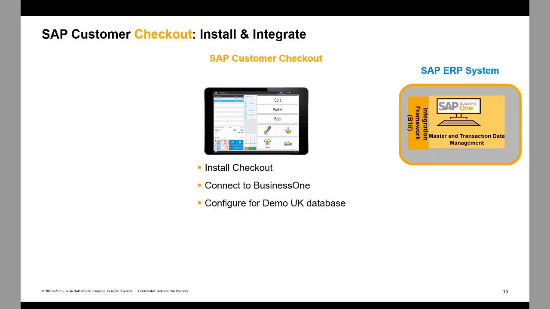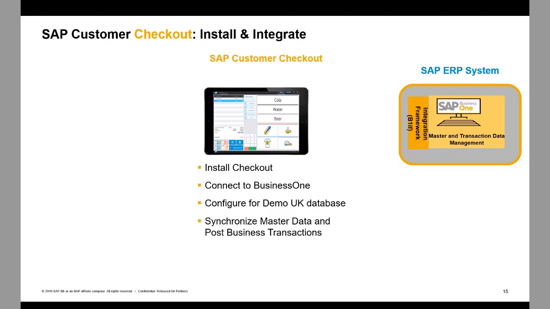Then I will make the necessary configuration changes in Customer Checkout for the demo UK database. If I am connecting to a demo DE, which is a German database, I don't have to do any configuration in Customer Checkout. Customer Checkout is pre-delivered with configuration for the demo DE database. However, to show you the changes needed, I will connect to a demo UK database so that you can learn which configuration needs to be changed as you change the company, for example.